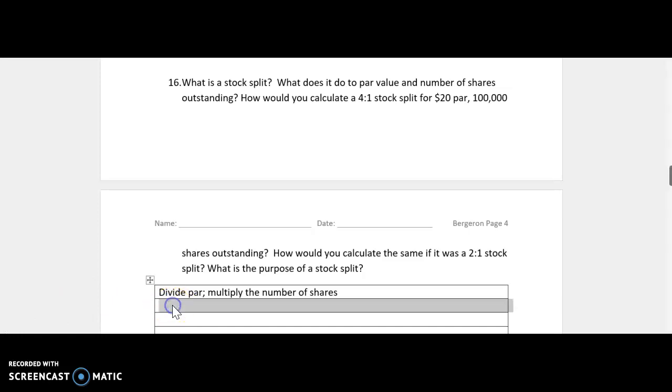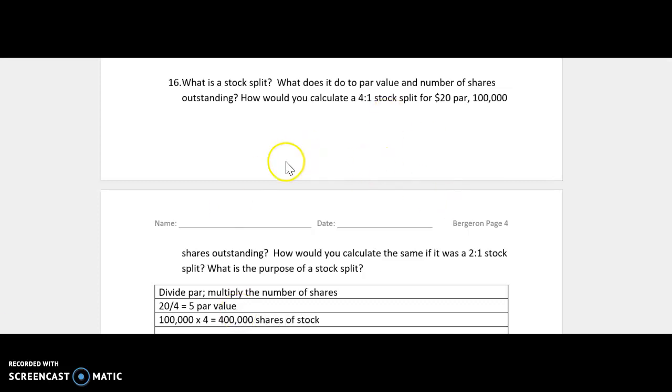Okay, so for the 4-for-1, we're going to take the $20 par and you will always divide by the first number. So $20 divided by that 4. So 20 divided by 4 would be 5. So 5 is our new par value for a 4-for-1 stock split. Okay, and then for our shares, you always multiply. So we had 100,000 shares, so we're going to multiply that by 4. So now we have 400,000 shares of stock.